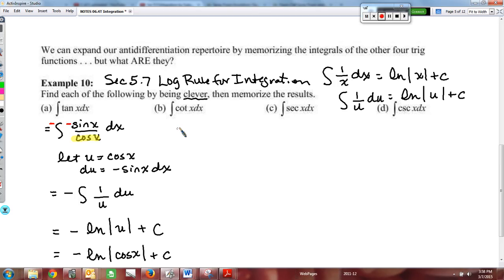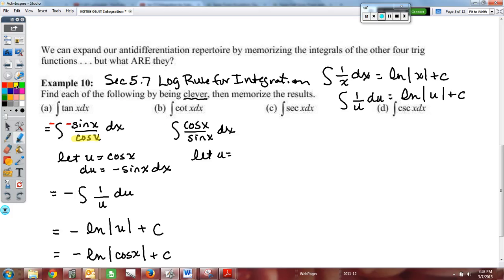Alright, let's look at the cotangent one. Very similar. I'm going to first rewrite it as cosine of x over sine of x dx. And the trick to these log rules for integration is you always let your quote-unquote inside function be the denominator in this.